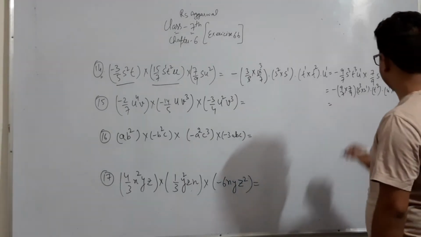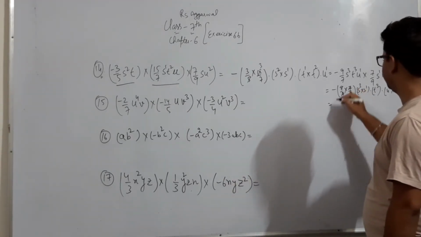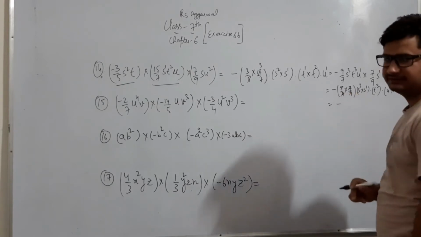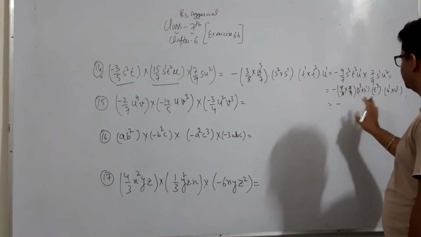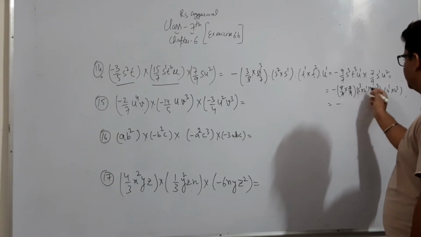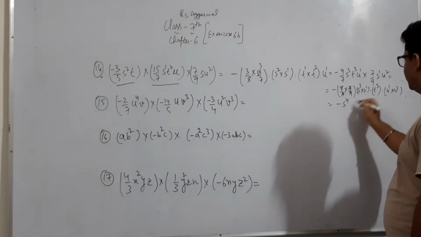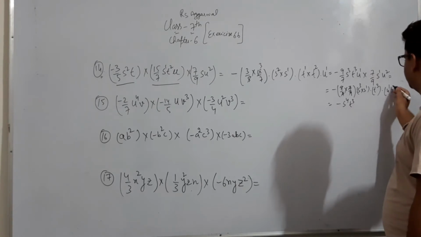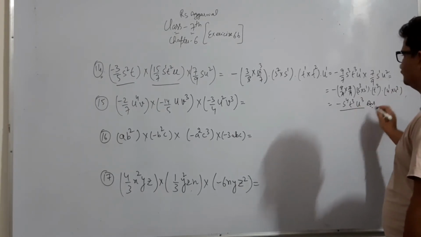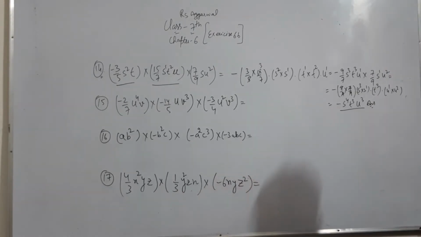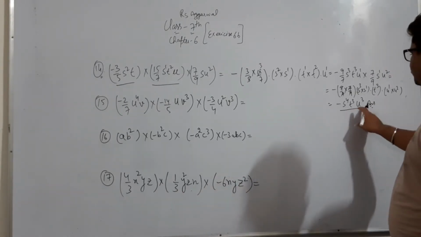So the answer is 9 7 7 cancel, 9 9 cancel, negative sign, minus 1 means we take minus, no need to write minus 1. So s raised to power 3 and 1 becomes s raised to power 4, and t raised to power 3, and u raised to power 1 or 2, u raised to power 3. So this is the answer of question number 14: minus s4 t cube u cube.